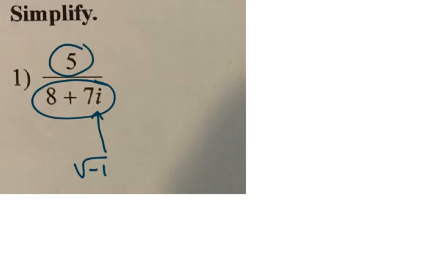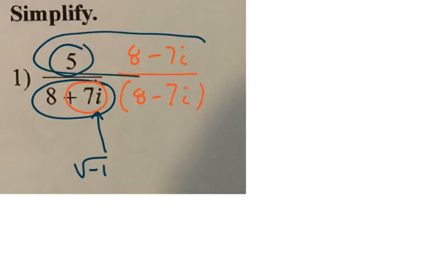We're going to use the conjugate, right? We know that if I do 8 minus 7i, all I did was change the sign of the 7i. That's called the conjugate. It gets rid of the i in the denominator. And we're just going to do our math and see how it works. Now, let's multiply that together.